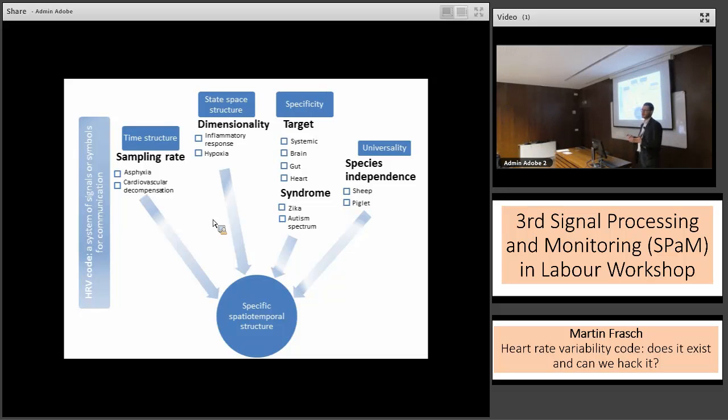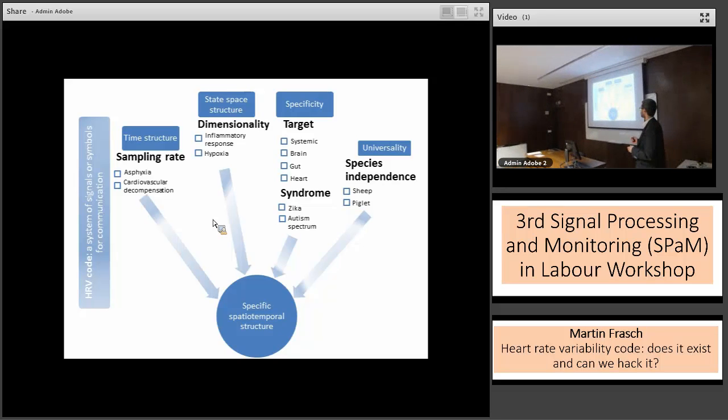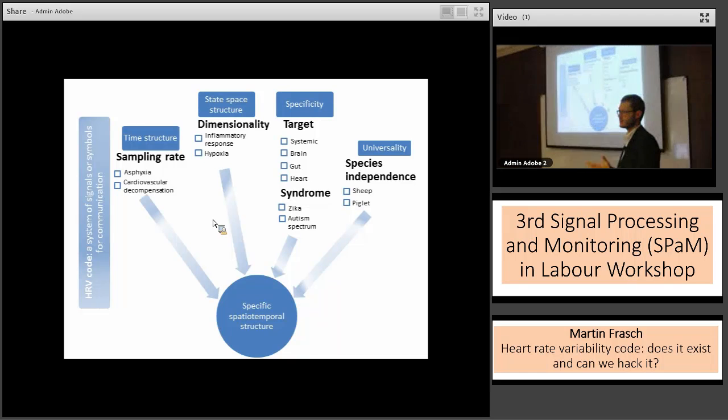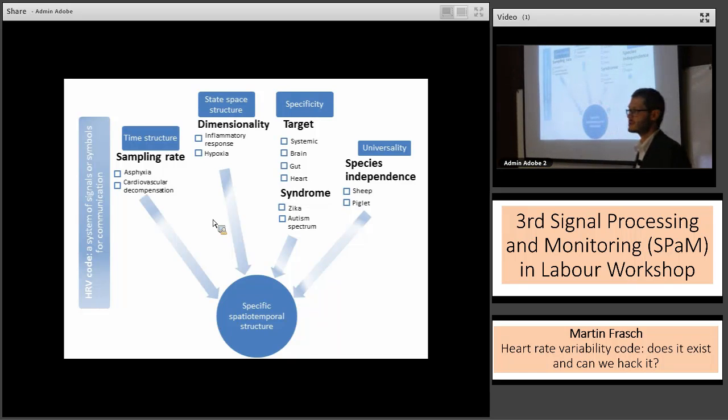And why should we care? I hope that these two things will come out. I will attempt to demonstrate it to you by covering the properties of the time structure of heart rate variability, state space, and specificity and universality of this code. I will go through examples in physiological experiments, mostly in fetal sheep that you now know extremely well through the previous talks, and also in clinical studies.